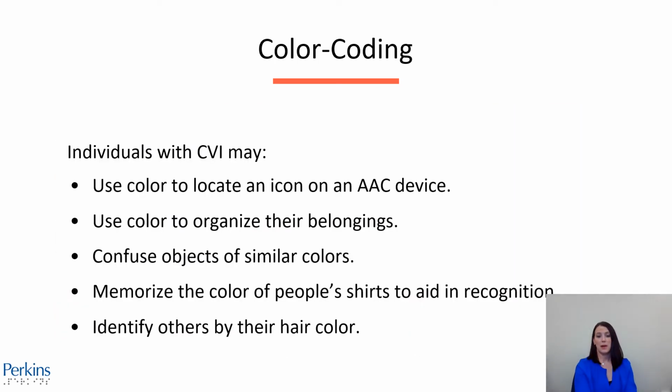Here are some examples of how color coding, or color as a support, would be used by an individual with CVI as a compensatory strategy. They might use color to locate an icon on an AAC device, use color to organize their belongings, confuse objects of similar colors. They might memorize the color of people's shirts in order to aid in recognition, or they might rely on the identification of hair color for recognition.